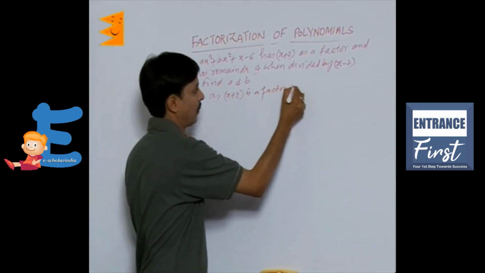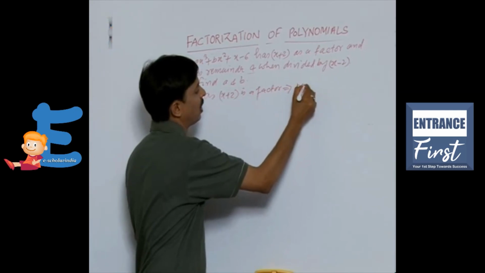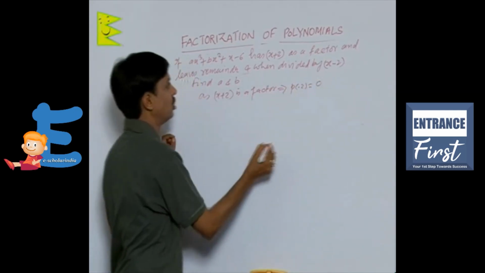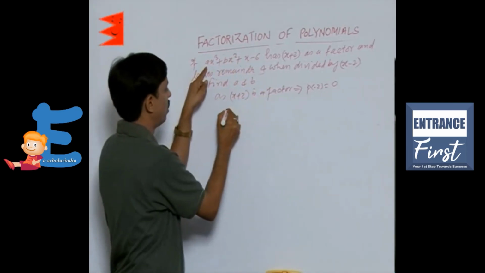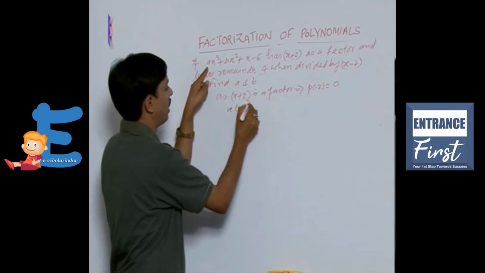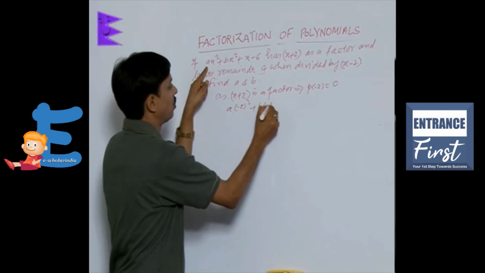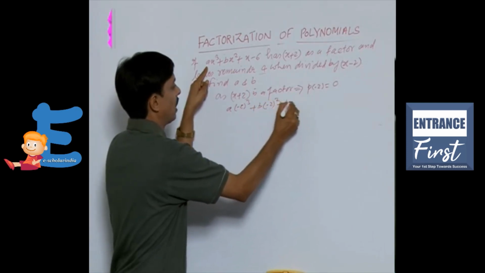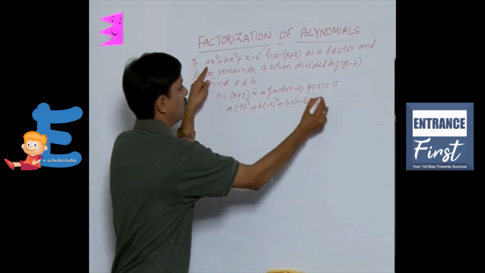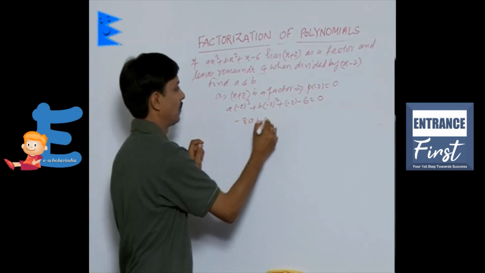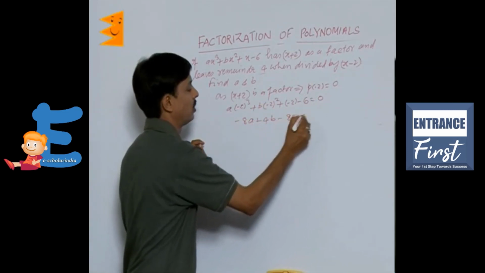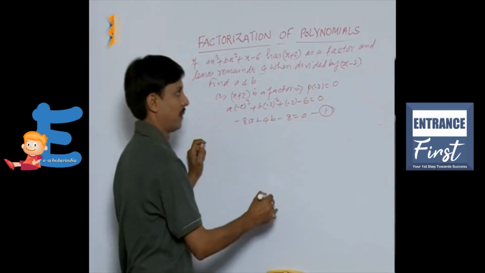As x plus 2 is a factor, this implies p of minus 2 has to be 0. So I will put minus 2 in place of x, equal to 0. This becomes a into minus 2 cube plus b into minus 2 whole square plus of minus 2 minus 6 is equal to 0. Minus 8a plus 4b minus 8 is equal to 0, relation number 1.